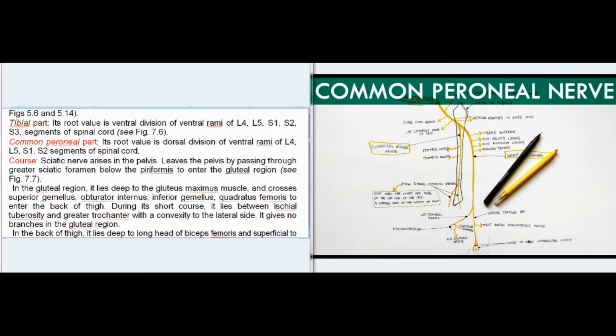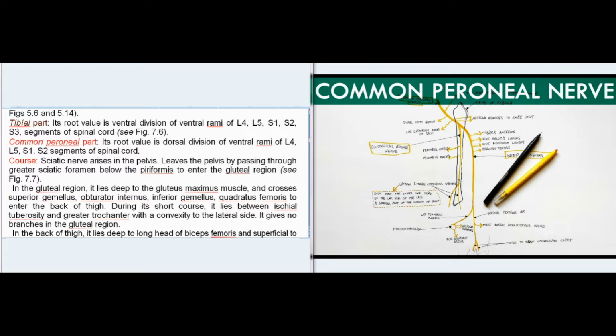During its short course, it lies between ischial tuberosity and greater trochanter with the convexity to the lateral side. It gives no branches in the gluteal region. In the back of thigh, it lies deep to long head of biceps femoris and superficial to adductor magnus, see Fig 7.7.